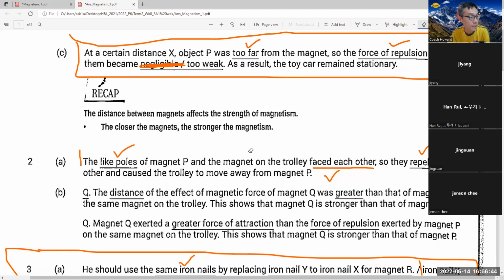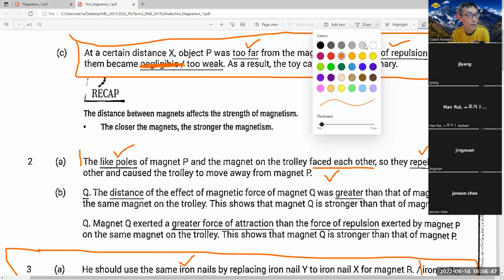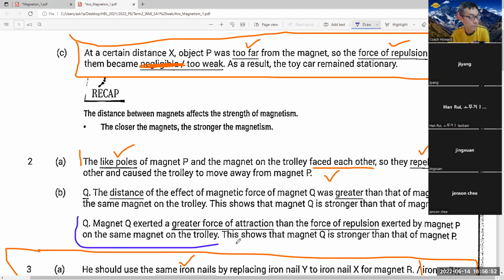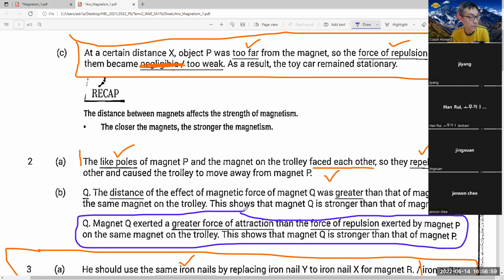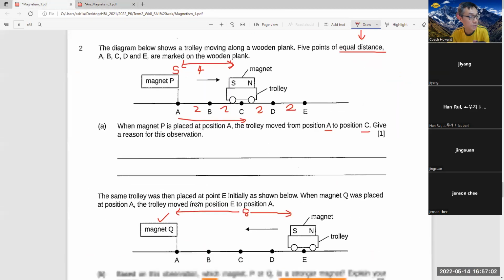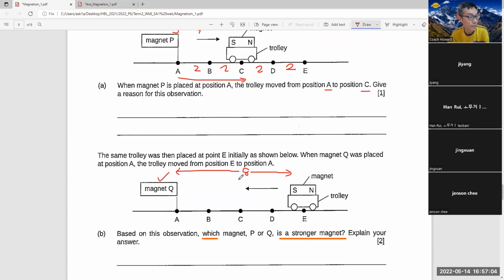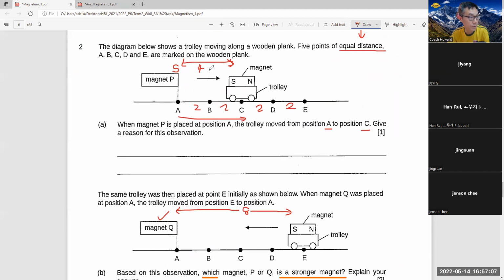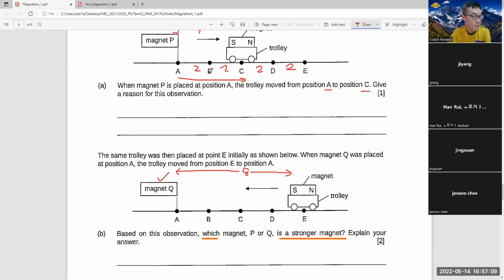Then part B. There are two ways of writing, and I prefer you to write the second one. Firstly, you must mention that magnet Q is stronger, because if you see from the picture, the force of attraction is 8 centimeters compared to the repulsion of 4 centimeters. They say based on this observation, which is the stronger magnet? So you must identify the correct magnet. Magnet Q is the stronger magnet. And you notice this is a 2-mark question.